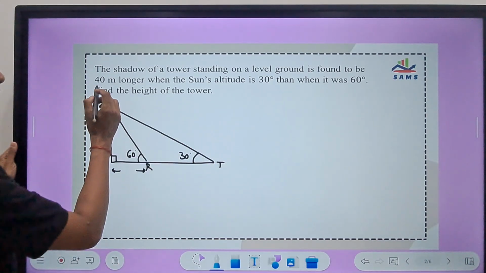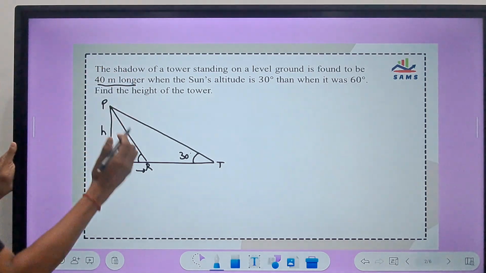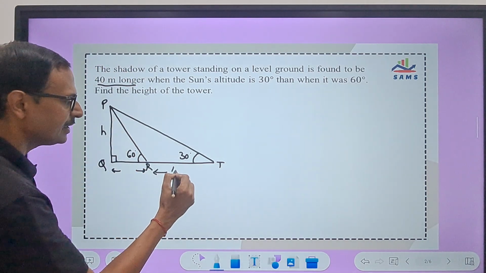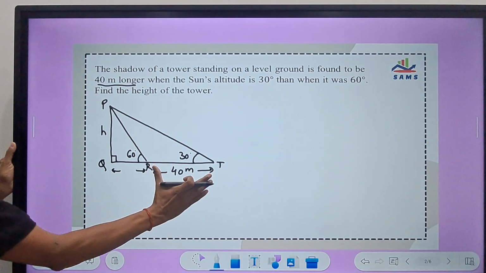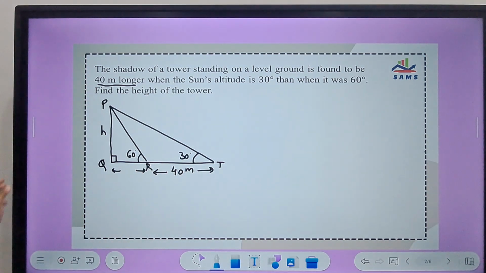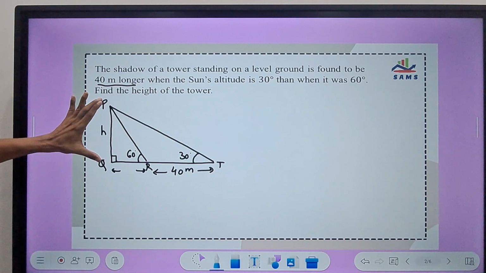The shadow is 40 meters longer. That means this RT is given as 40 meters. The change in the length of the shadow when the angle changes from 60 degree to 30 degree. Now using this figure we need to find the height of the tower.